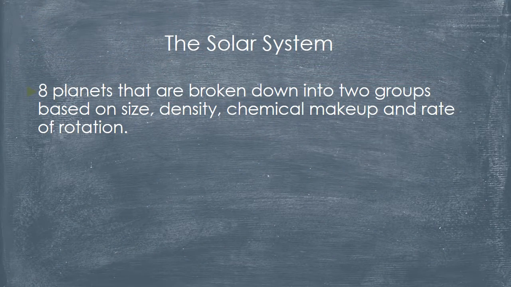Our solar system is made up of 8 planets that are broken down into 2 groups. They're broken up into these 2 groups based on their size, their density, what they're made up of chemically, and their rate of rotation. Remember, they're revolving around the sun, but each of them is rotating on its axis. They don't all rotate at the same rate.